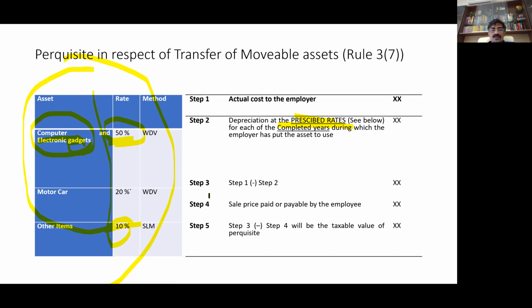So take step 2. Step 3 is the deemed value, then actual price, then taxable value. Deemed value is going to be arrived at by applying depreciation at the prescribed rates for completed years. If the completed year is not there, nothing will be reduced. If 1 year 11 months, 1 year; 2 years 8 months, 2 years only.